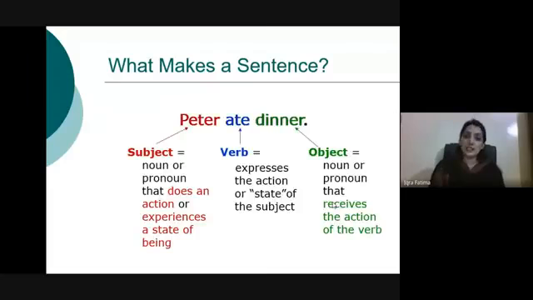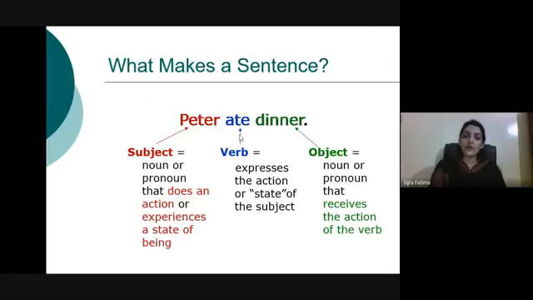Now, the question is, what makes a sentence? How can one say that this group of words is a complete sentence? Now we will talk about this sentence: Peter ate dinner. A sentence is composed of three things. First thing is the subject, that could be a noun or pronoun, and that does an action or experiences a state of being. So the action is performed by the subject. Second part of the sentence is ate, that is the verb. That expresses the action. That will tell you the action.